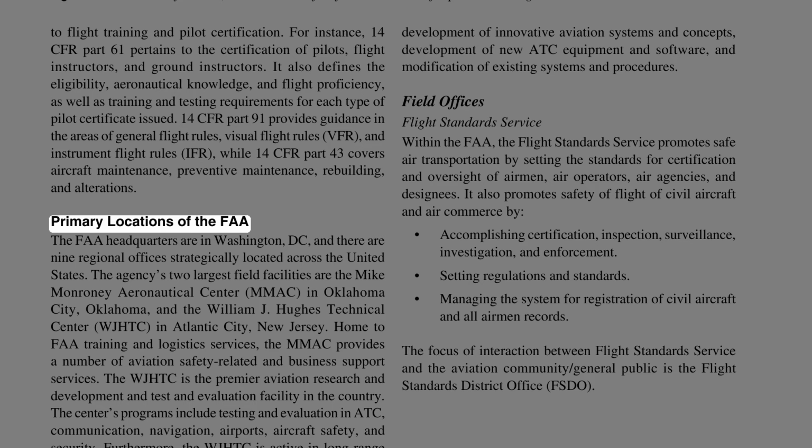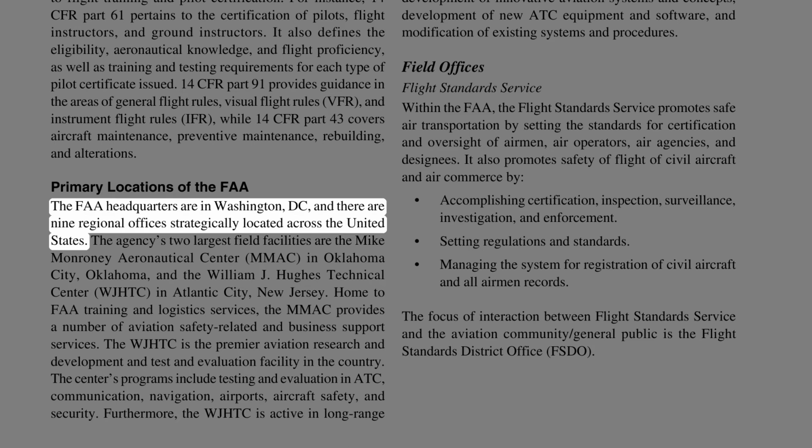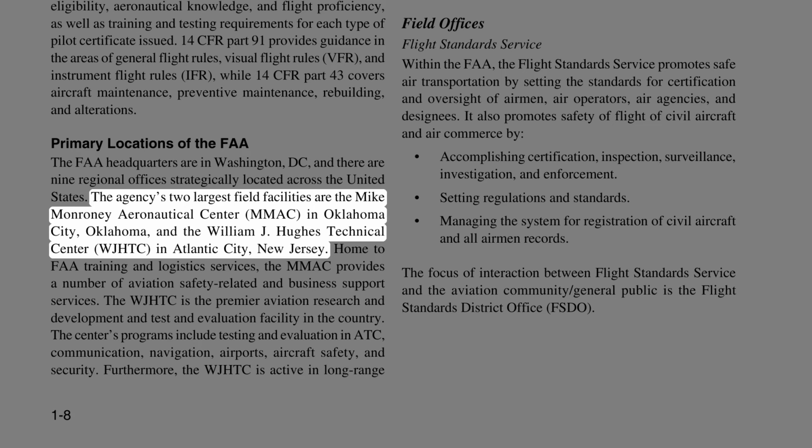Primary locations of the FAA. The FAA headquarters are in Washington, D.C., and there are 9 regional offices strategically located across the United States. The agency's 2 largest field facilities are the Mike Monroney Aeronautical Center (MMAC) in Oklahoma City, Oklahoma, and the William J. Hughes Technical Center (WJHTC) in Atlantic City, New Jersey.